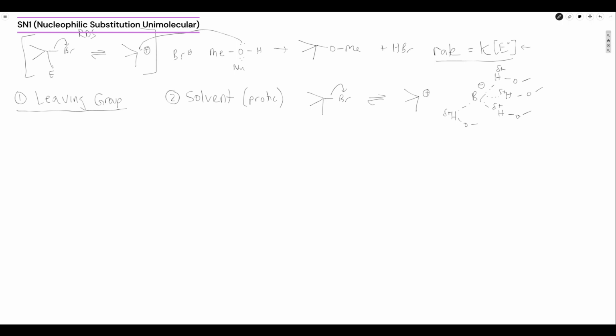And if you have a polar protic solvent, what it means is the solvent is going to further stabilize the leaving group after it's left. So it further contributes to the stabilization of the leaving group. And so this is why a protic solvent that can hydrogen bond with the leaving group after it's left helps to facilitate an SN1 reaction. Now, by far, the most important consideration in an SN1 reaction is carbocation stability.